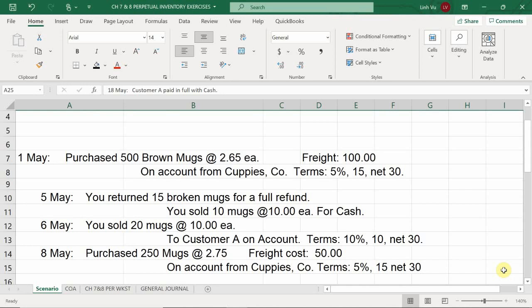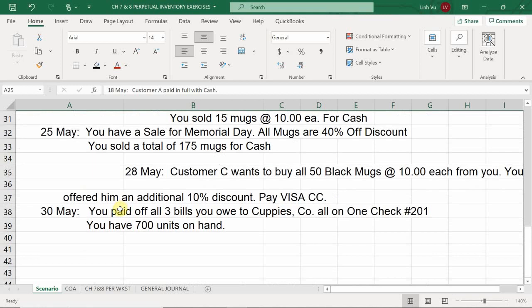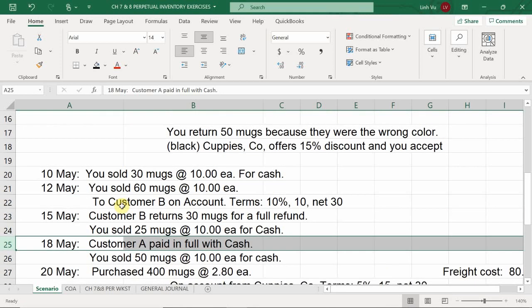Okay, we sold to customer A on the 6th of May. We gave customer A terms of 10% if they paid me in 10 days. If not, they owe me in 30. In this case, they're making a payment to me on the 18th of May. No, right? 16th of May would have been it. So they just missed it by a couple days. So in this case, right, whatever amount that customer A owes me, they're going to pay in full.